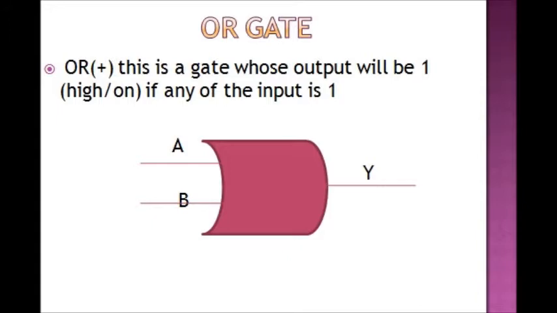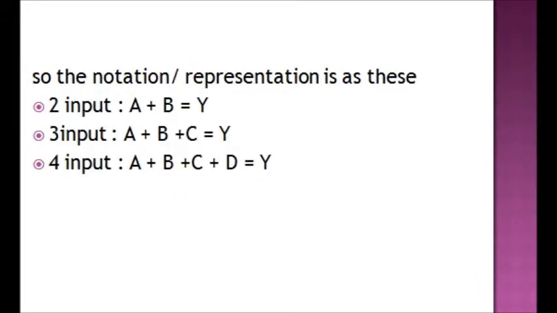And of course, it has a representation. How is it represented? For 2 inputs, we have A plus B. For 3 inputs, we have A plus B plus C.